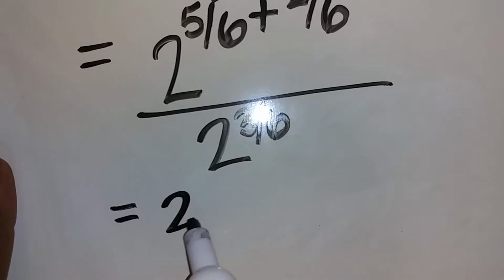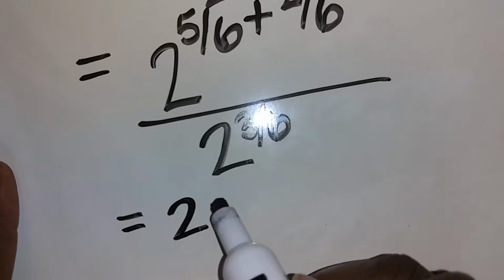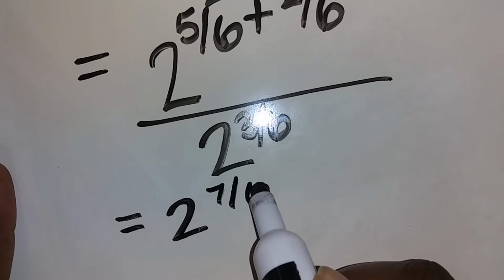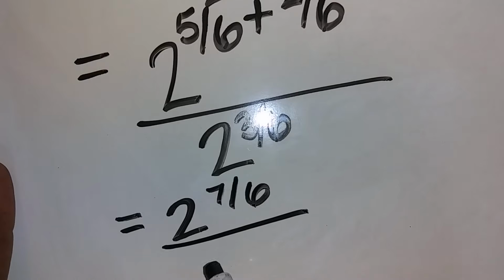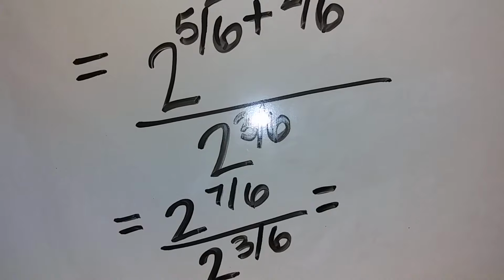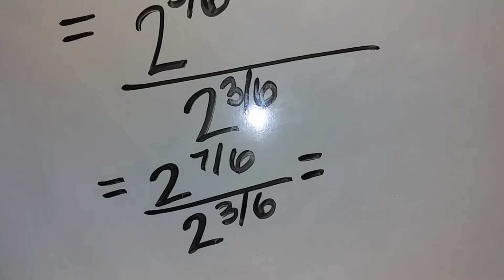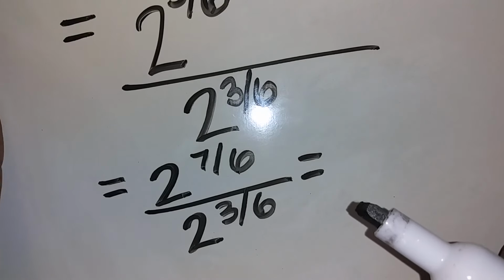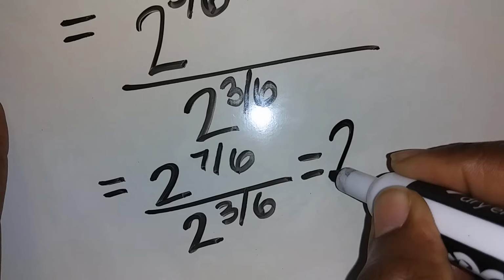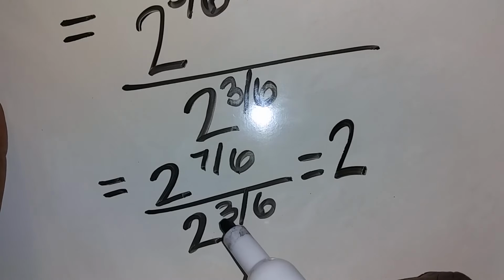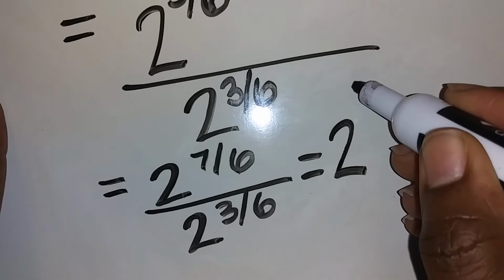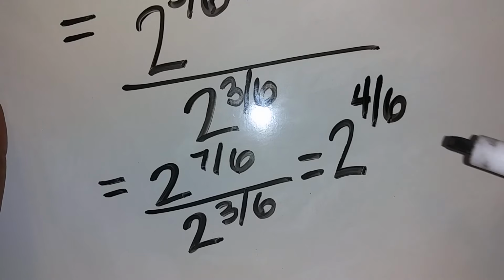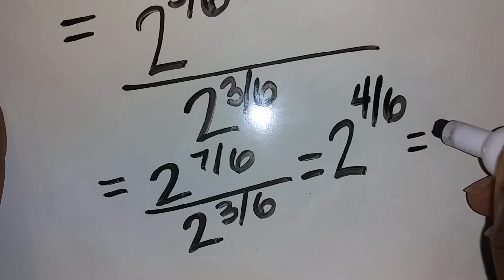So I have 2. 5 plus 2 is 7 over 6, divided by 2 to the 3 over 6. Do not simplify because you want your denominators to stay the same. So don't move too fast and start simplifying again. Now we know that when we divide, we subtract the exponents. So I have my base is 2. 7 minus 3 is 4 over 6.